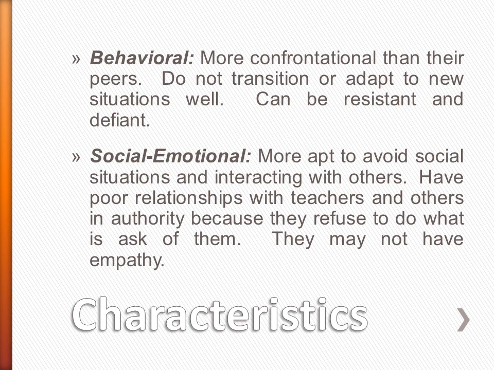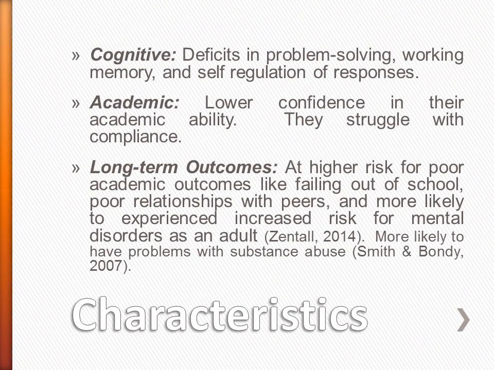Behavioral. Children with ODD are going to be more confrontational than their peers. They will not transition well or adapt to new situations. They can be very resistant and defiant in their behavior. Socially and emotionally, they're more apt to avoid social situations and interact with others. They will often have poor relationships with teachers and others in authority positions because they refuse to do what is asked of them. And they also may not have empathy.